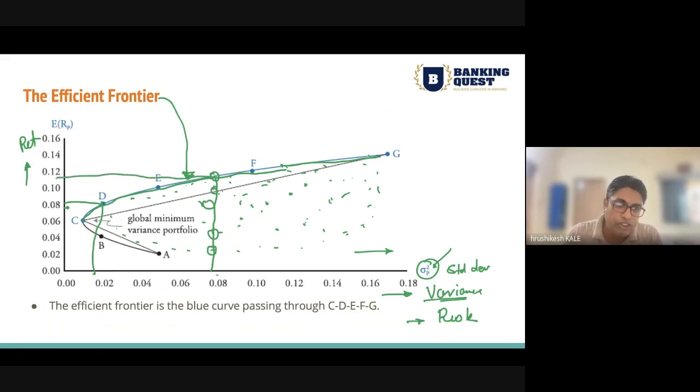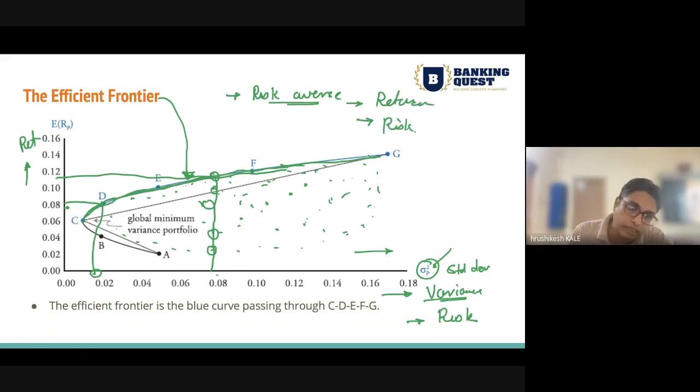So, efficient frontier is a line which takes highest return for given risk. And that's the very definition of risk averse people. Risk averse people will try to get highest return for given level of risk. And that line which we draw is called efficient frontier.